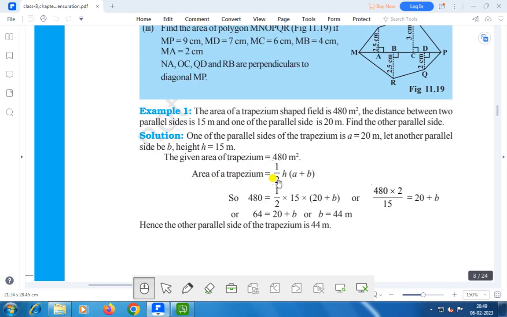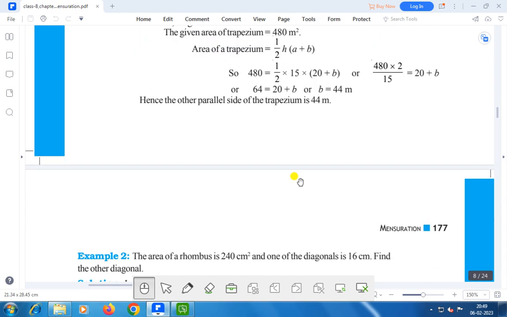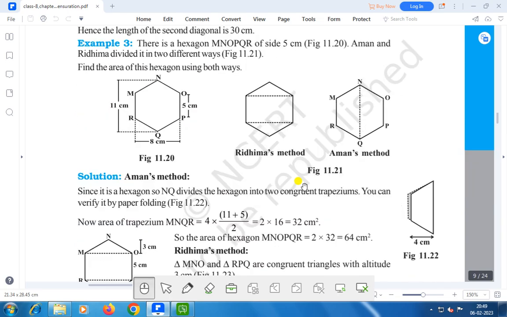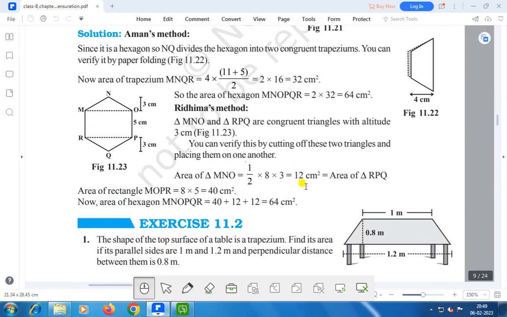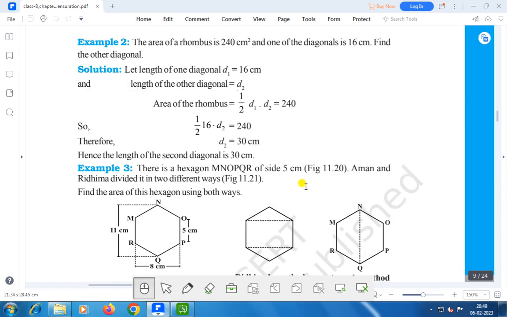You know that the area of a trapezium is half h into a plus b, where a and b are the lengths of the parallel sides, right? In this way you can find the areas of various geometrical figures.